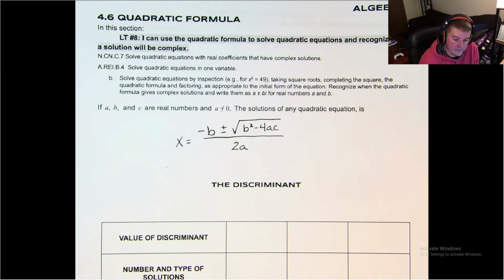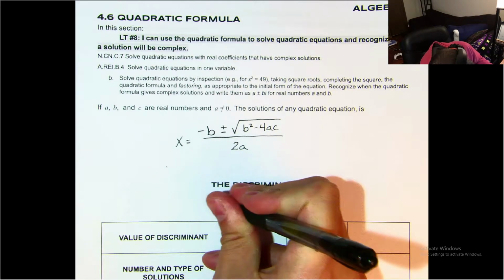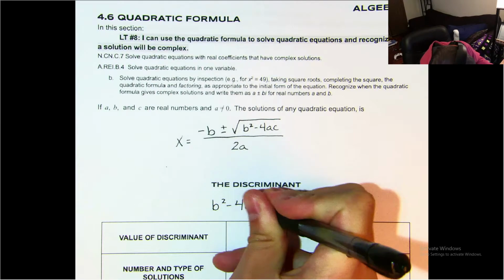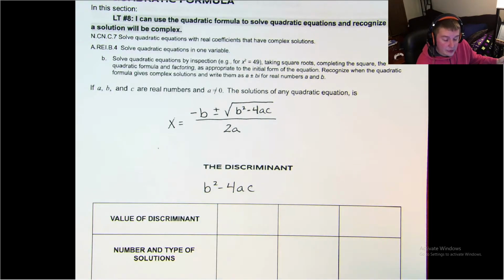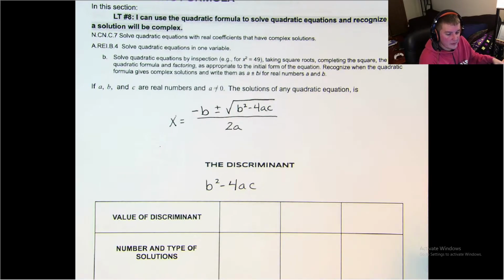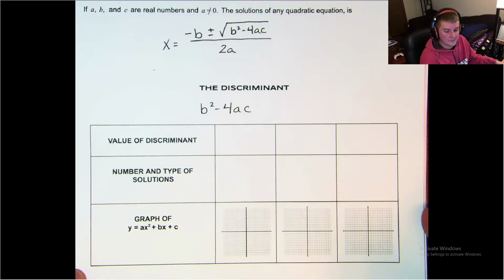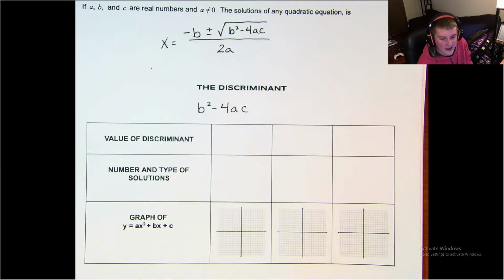Okay. Now we're going to talk about the discriminant. And the discriminant is b squared minus 4ac, and that is just this part underneath the square root symbol. And so we want to think about that discriminant.